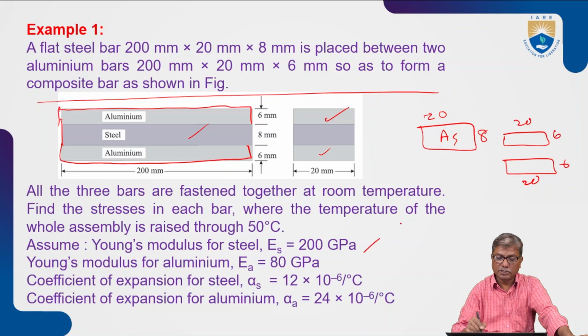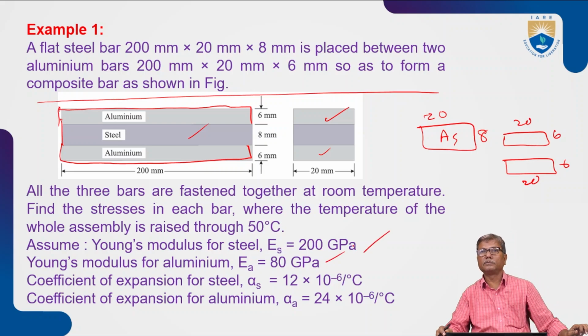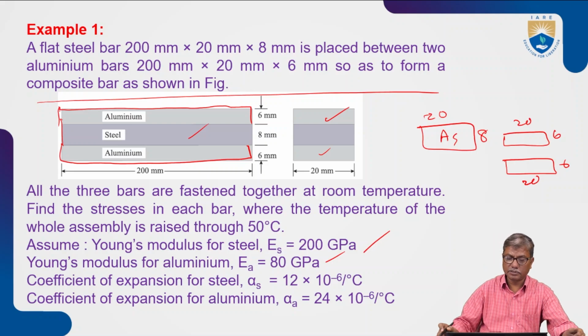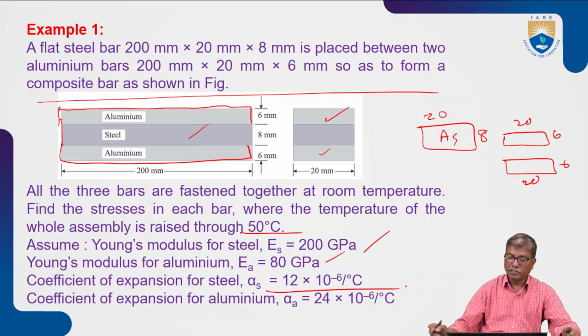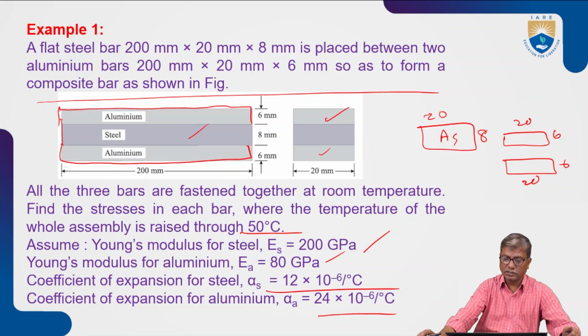Young's modulus of steel is 200 gigapascals, that of aluminum 80 gigapascals, and temperature rise is 50 degrees centigrade. Coefficients of expansion are 12 into 10 power minus 6 per degree centigrade for steel, 24 into 10 power minus 6 per degree centigrade for aluminum. Okay, so this is the data given. So how to find now the stresses sigma 1 and sigma 2?